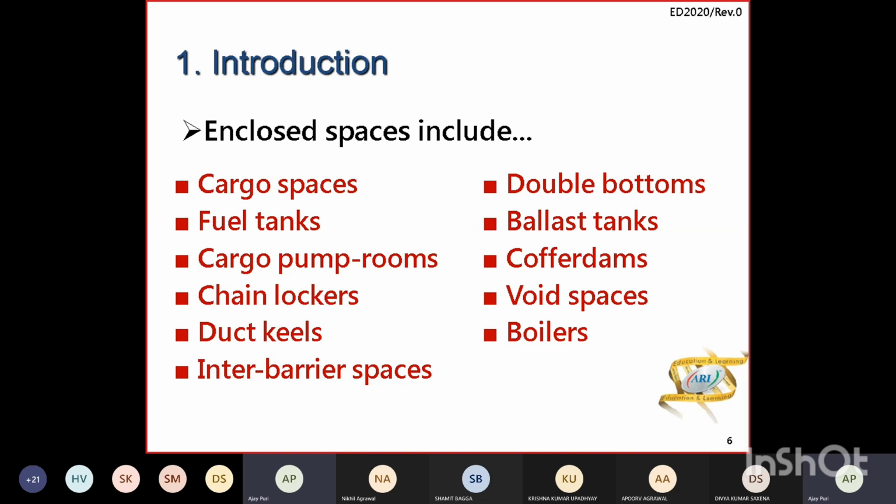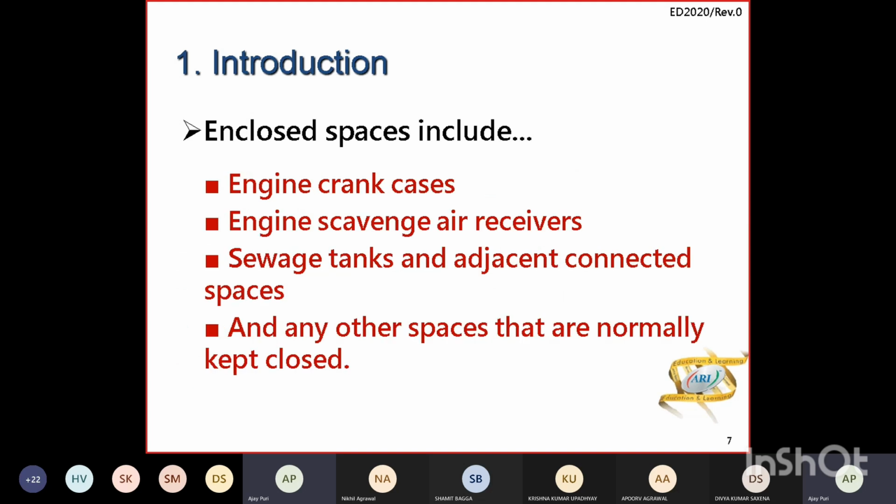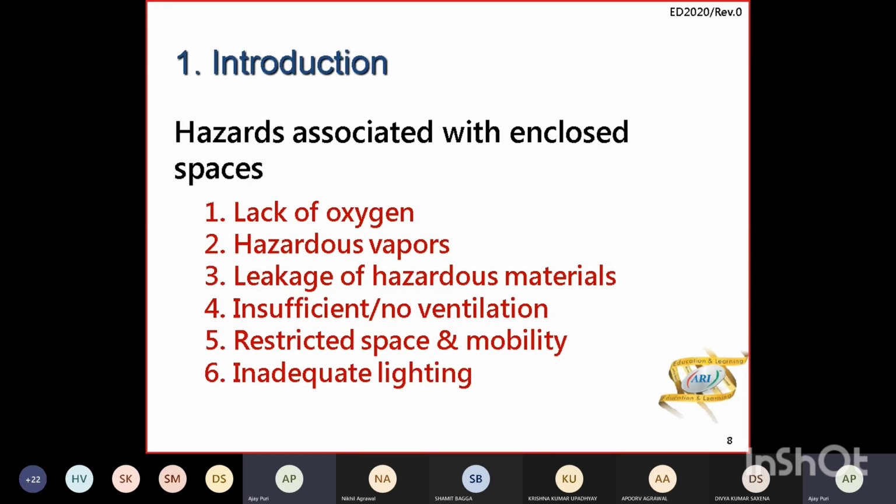So your enclosed spaces will have cargo spaces or cargo tanks, fuel tanks, cargo pump room, chain locker, duct keel, interbarrier spaces, DB, ballast tanks, cofferdam, void spaces, and boilers. All are enclosed spaces. Plus, you will have engine crankcases, engine scavenger receivers, sewage tank and adjacent connected spaces, and any other spaces that are normally kept closed.